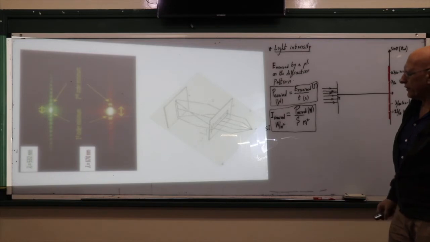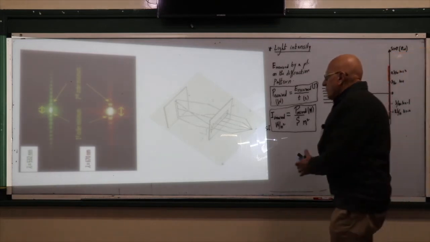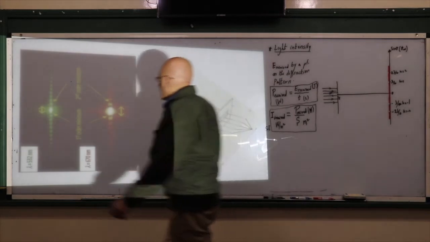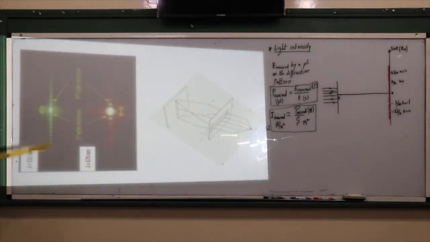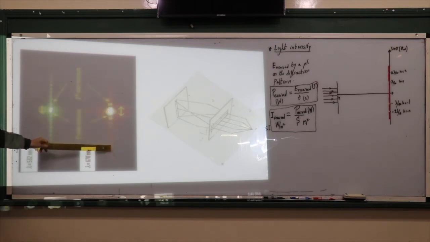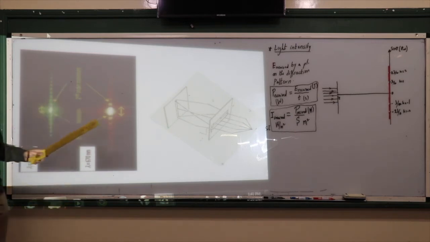Okay? Previously, notice here, this figure. You see that the brightness of the central bright fringe is more than that of the first bright fringe. And as you move away from the central fringe, the brightness decreases till it becomes zero. When it becomes zero, you see nothing.